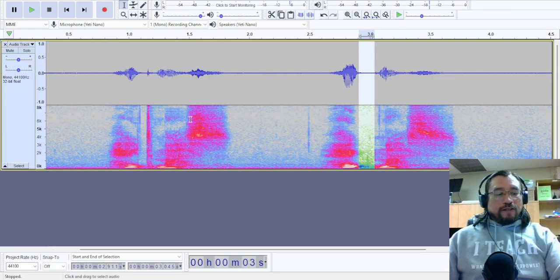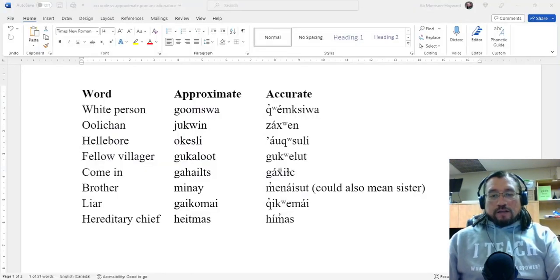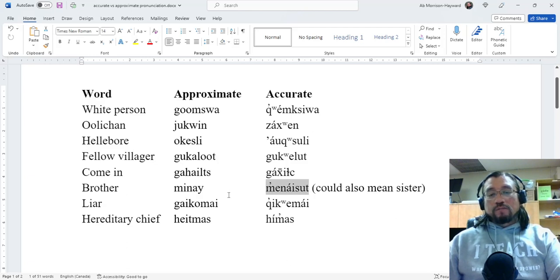So let's take a look at the writing. Gehelts. Mene. Menasut. So again, it doesn't just mean brother, it could also mean sister, depending on the situation. K'ekwame. Hatemas.